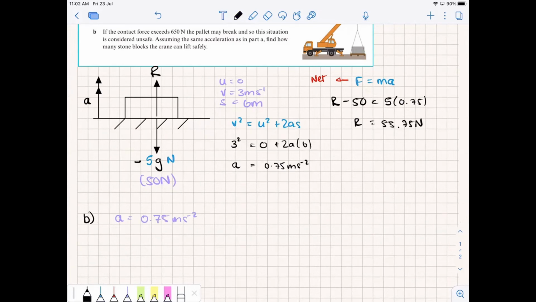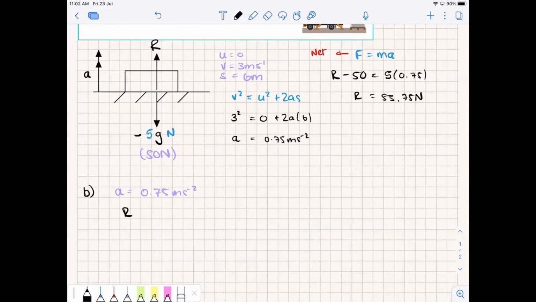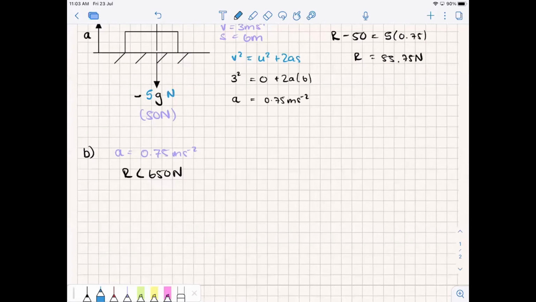The mathematical way of writing that is R must be less than 650 newtons. Okay. If the contact force is greater than 650 newtons, then the pallet will break, right? It cannot exert more than 650 newtons upwards. So we'll state again, force is just mass times acceleration.